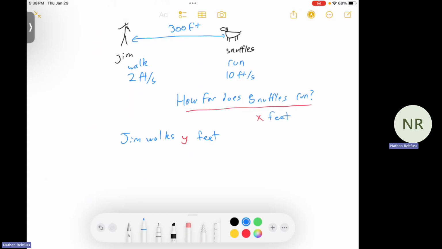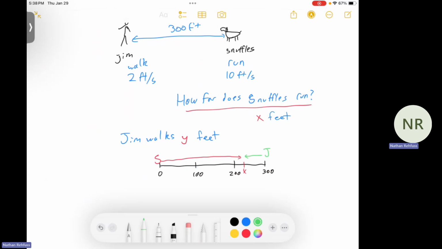One tip, if you're having trouble with a physics problem, is to try drawing a diagram to help you. So I'm going to draw a number line. Here's 0, 100, 200, 300. Since Snuffles is going to run x feet, if I mark x right here, then Snuffles runs from 0 to x. So I'll put Snuffles at the 0, and I'll put Jim at the 300. So Jim goes y feet and ends up here.